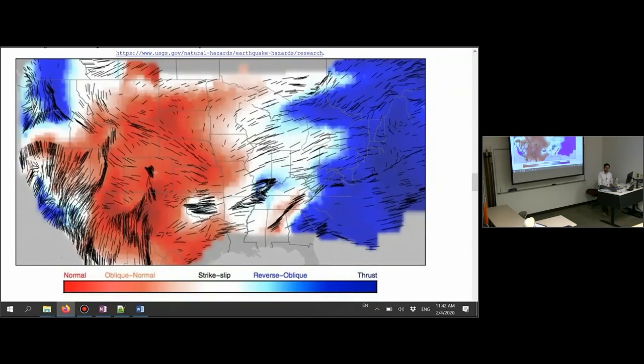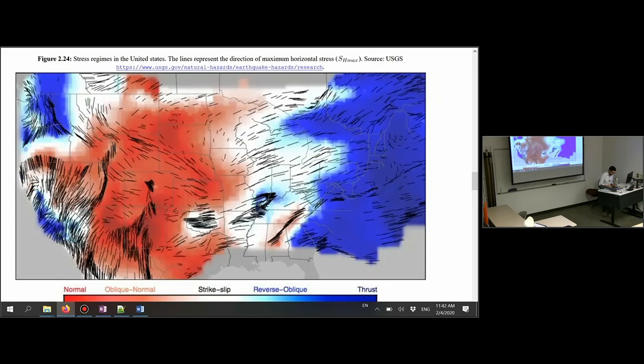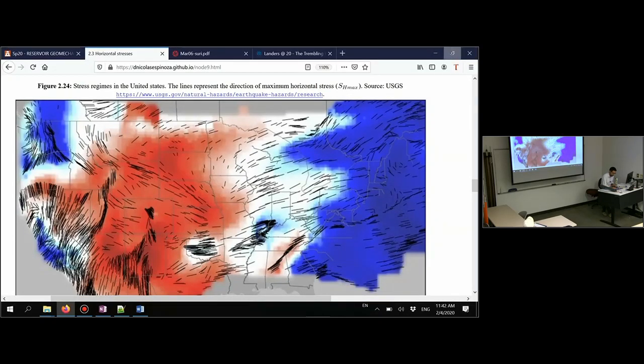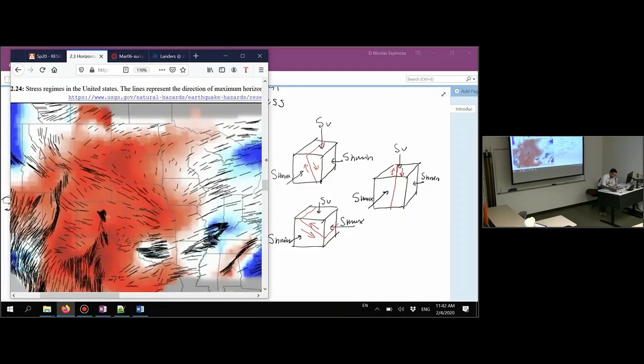All right, there is something else I want you to notice here, and it's the direction of those arrows. The direction of the arrows, similar to what we were seeing before, is telling you the direction of the maximum horizontal stress. So let me draw something here to make it a little bit easier to understand. We're going to do this mathematically later on.